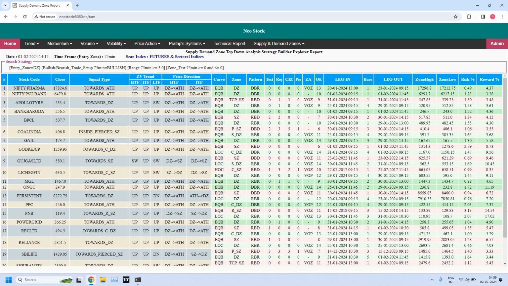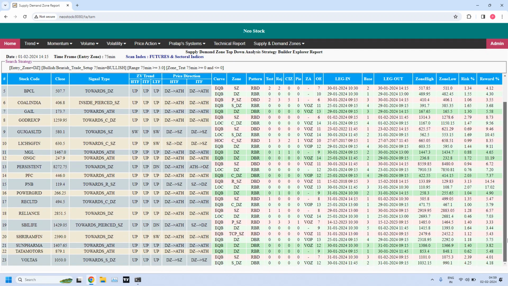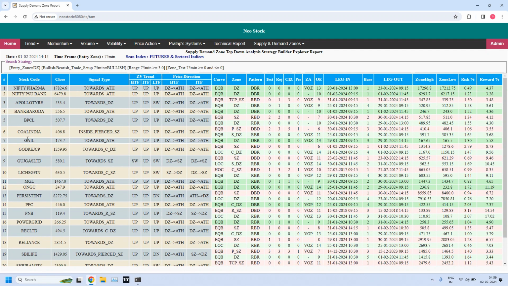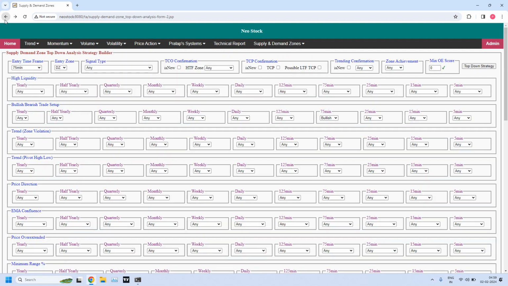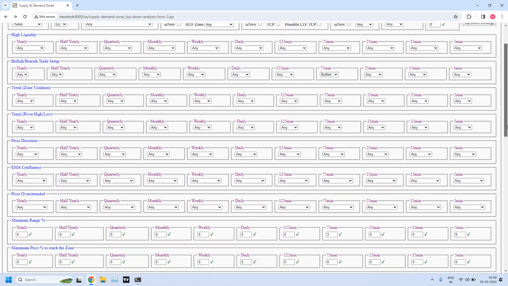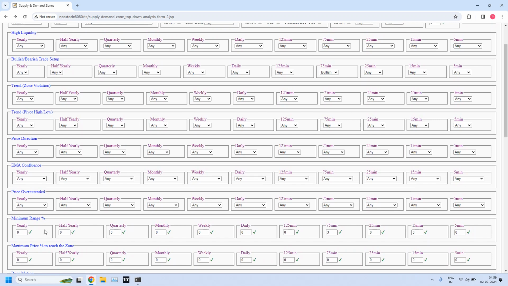Okay, is there any further way to filter, or are these 23 stocks good enough? But let us see if any stocks are nearby, where immediately we can get trades. So for that, what you have to do? Maximum percentage to reach the zone. This is the last parameter, maximum price percent to reach the zone for 75 minutes. So let us set maybe the value as 3%.